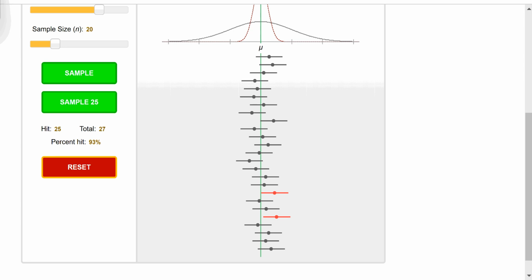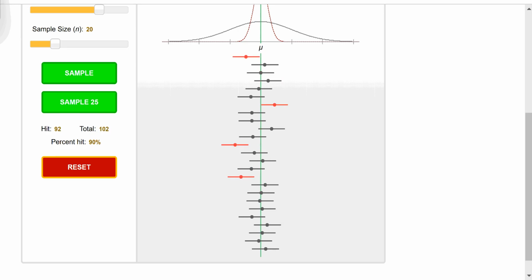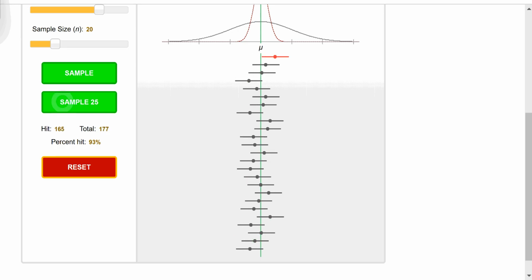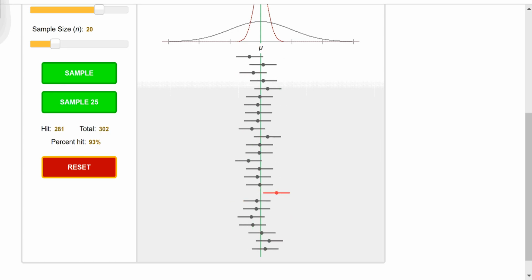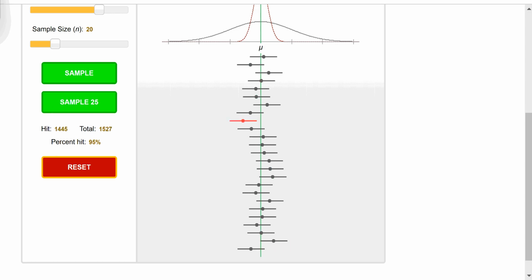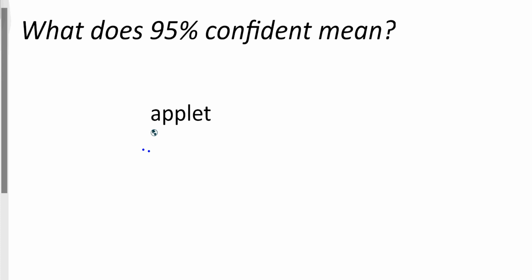Now, that's a 93% hit. Ultimately, it should be 95%. If we do 25 more, one of them didn't. So up to 94%. 25 more. Ooh, there's a few that didn't hit. So we're in the 90s still, but if I keep doing it over and over again, what's going to happen? It should get closer and closer to that 95%. We're kind of teetering between 95 and 94. Now that's the idea when we're taking a whole bunch of samples.